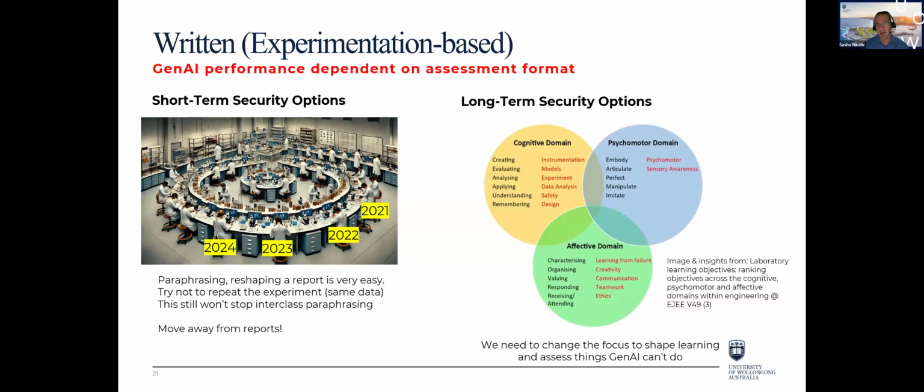Long-term, what we need to do is remove the focus of face-to-face labs from the cognitive domain. The cognitive domain is good for remote simulation and virtual laboratories. They've been shown to give equal or better performance in improving cognitive learning. When it comes to face-to-face, we really need to take advantage of focusing on the aspects that GenAI can't do, and that's psychomotor and affective learning.